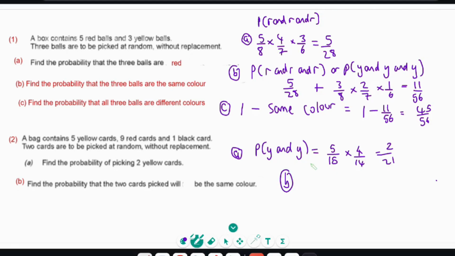Probability that the 2 cards picked will be the same colour. We've got a yellow and a yellow, or red and red. Already worked out a yellow and a yellow, or red and red.